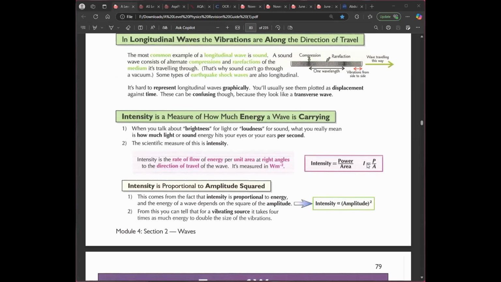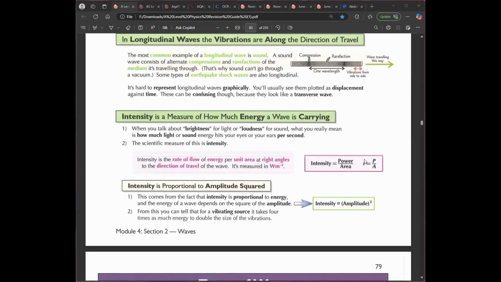So it's a very basic formula. Intensity is just the rate of flow of energy per unit area at right angles to the direction of travel of the waves. It is at right angles to the direction of the waves, because that actually tells us how much power is concentrated at a single point. So intensity is just power over area. And yeah, as I have explained it already.